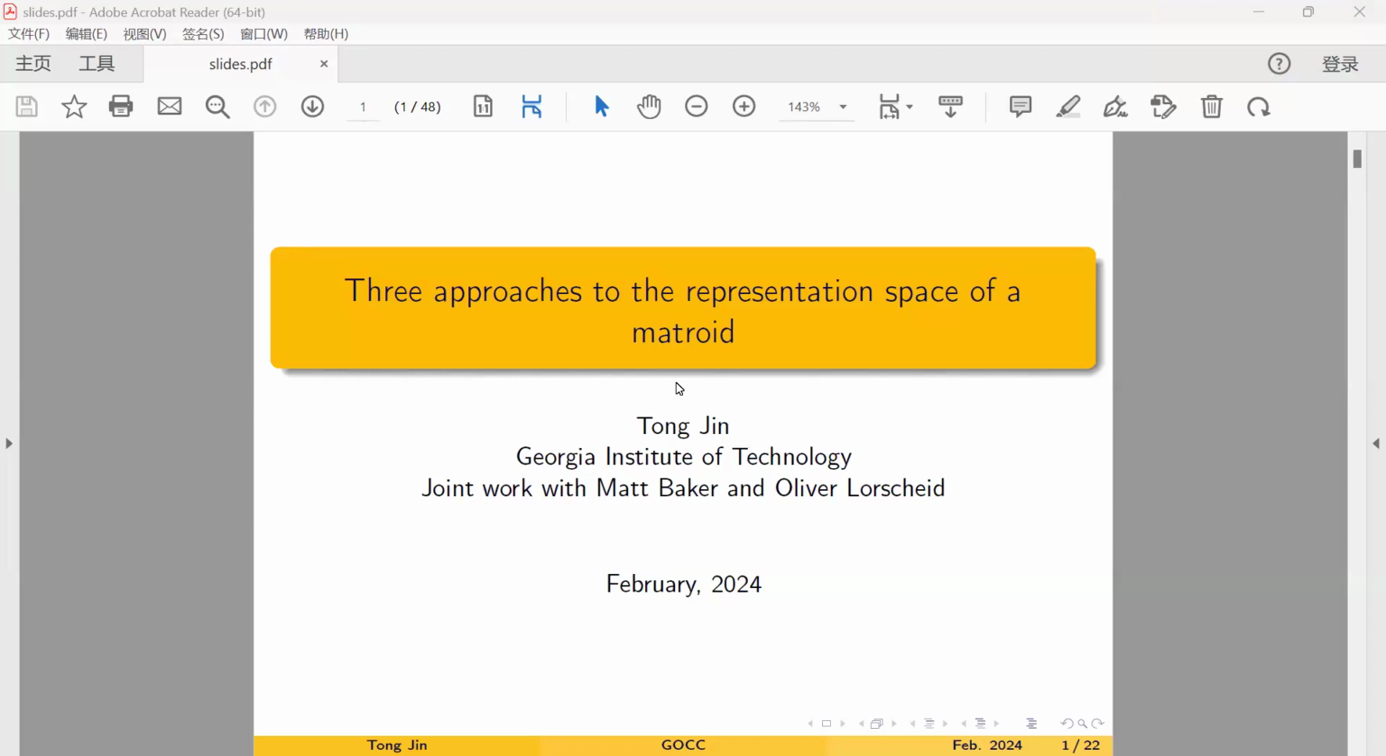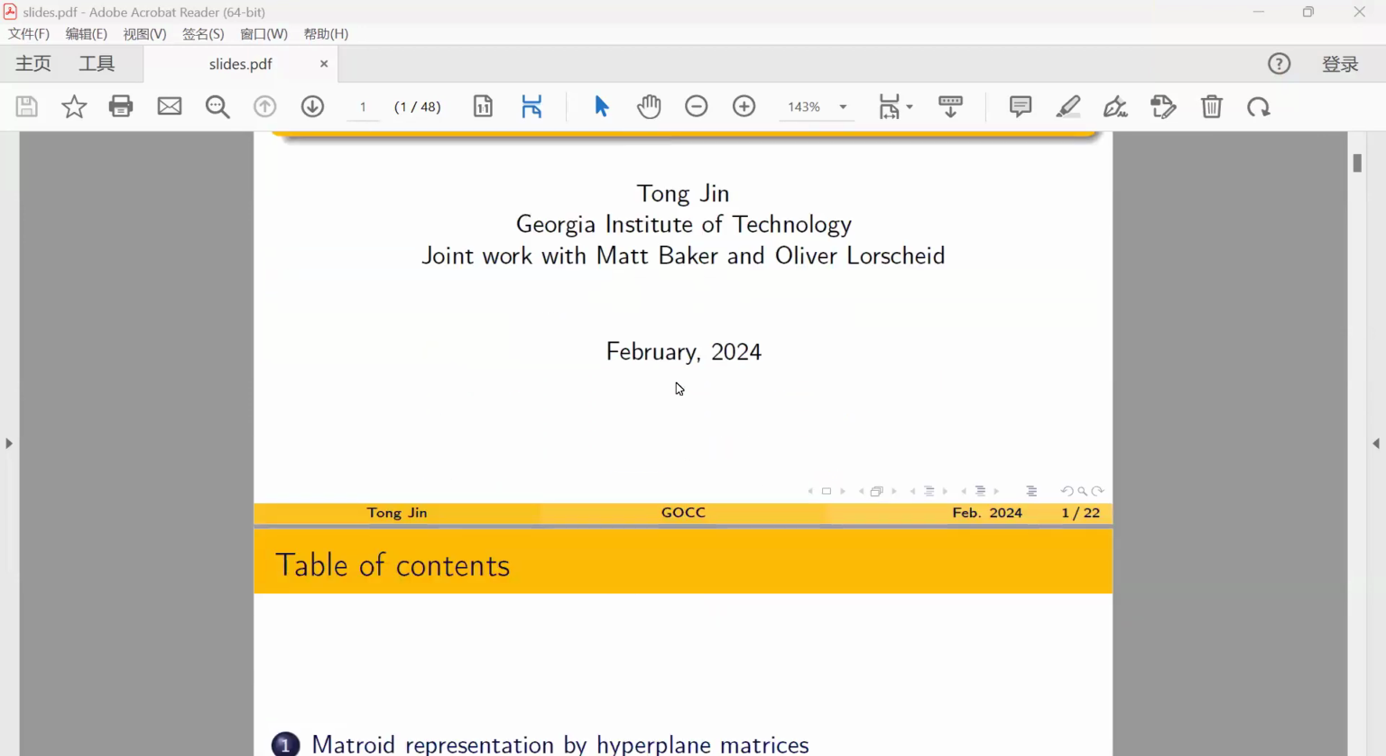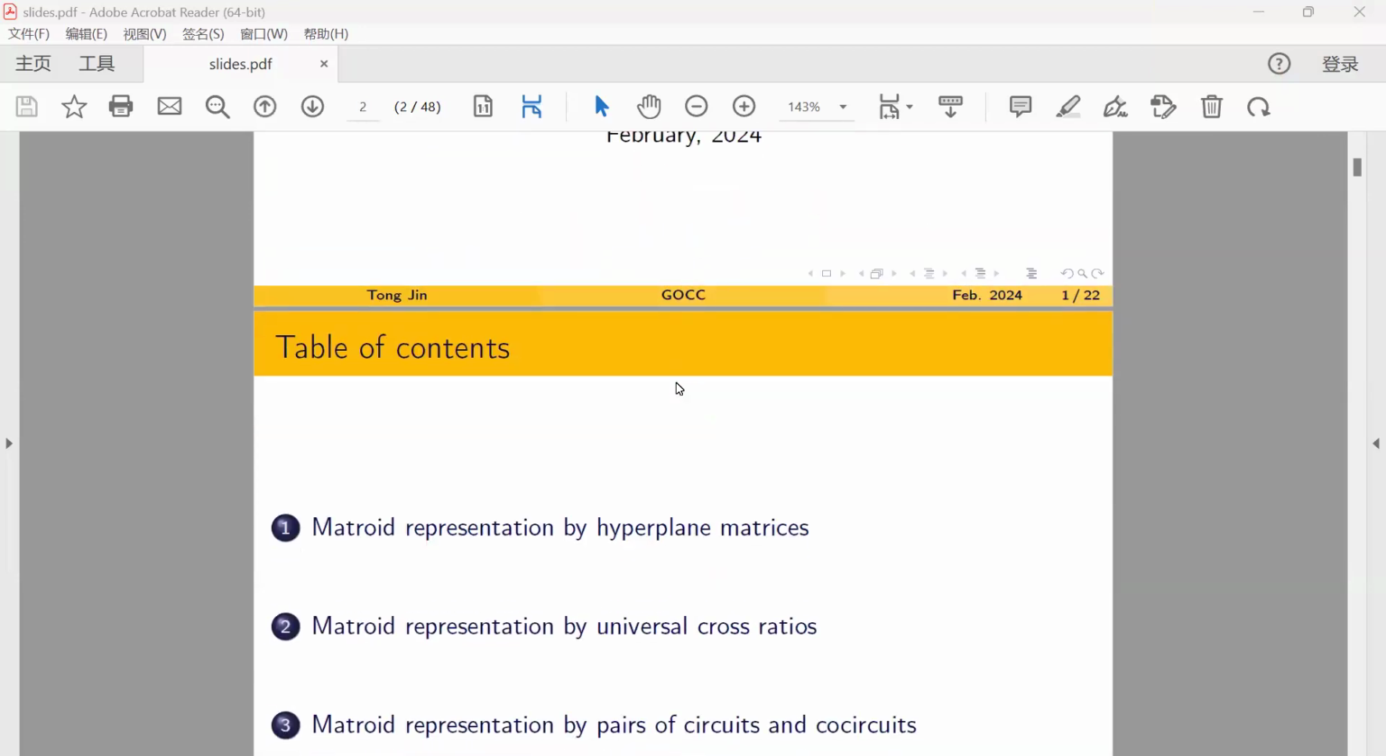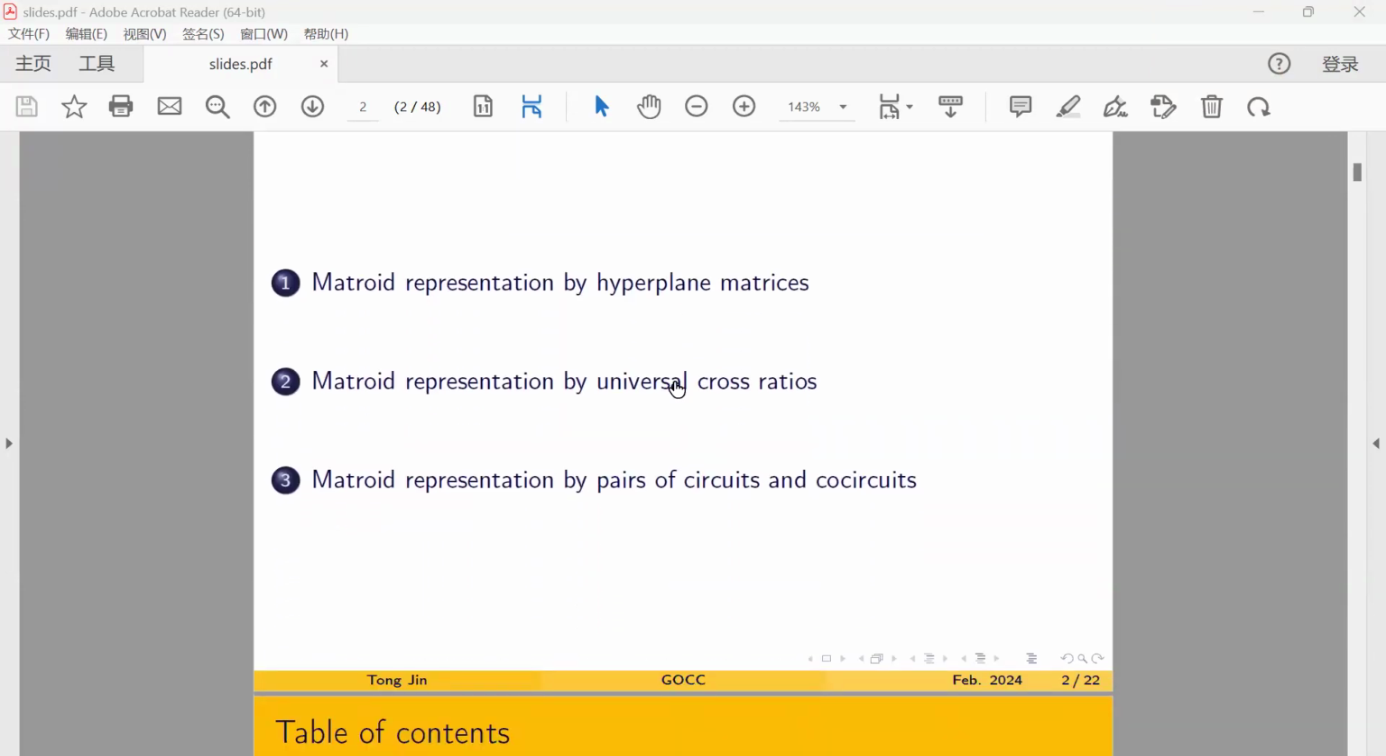Yes, so I will talk about the representation space of a matroid, and there are actually three different ways to describe that representation space, but for today's talk, I'll probably just focus on two of them, by hyperplane matrices and by the universal cross ratios. And in the end, I would only mention a little bit about a third description of the representation space by the pairs of circuits and cocircuits.